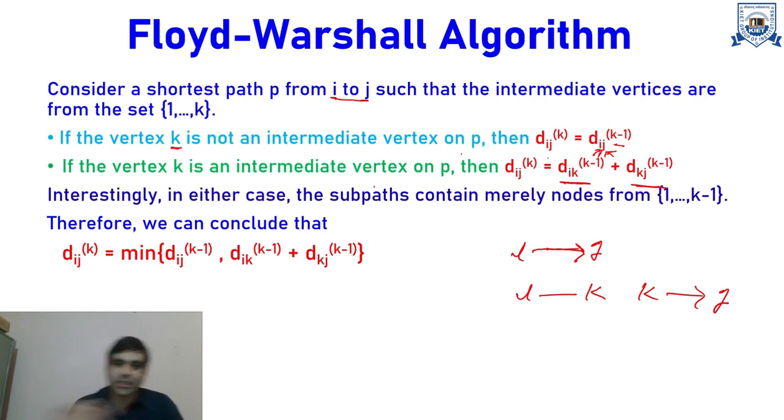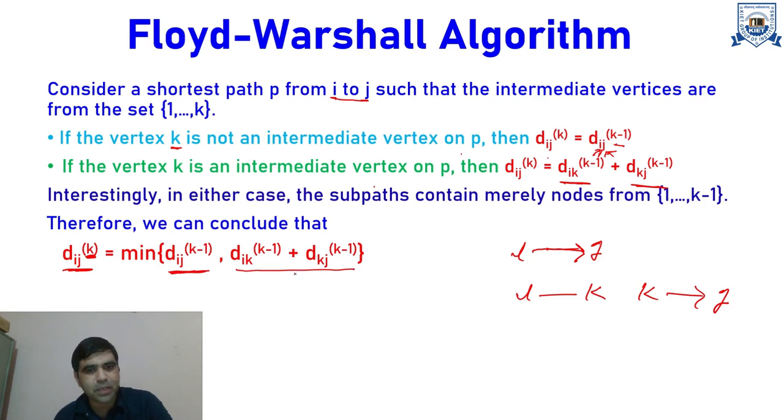Now in either case, we can conclude that the distance from i to j using k as an intermediate vertex is the minimum of two distances: one where we are not using k as a middle vertex, and another where we are using k as a middle vertex. Out of these two distances, whichever is minimum, we'll take that, because obviously we want the shortest distance between any pair of vertices, right?